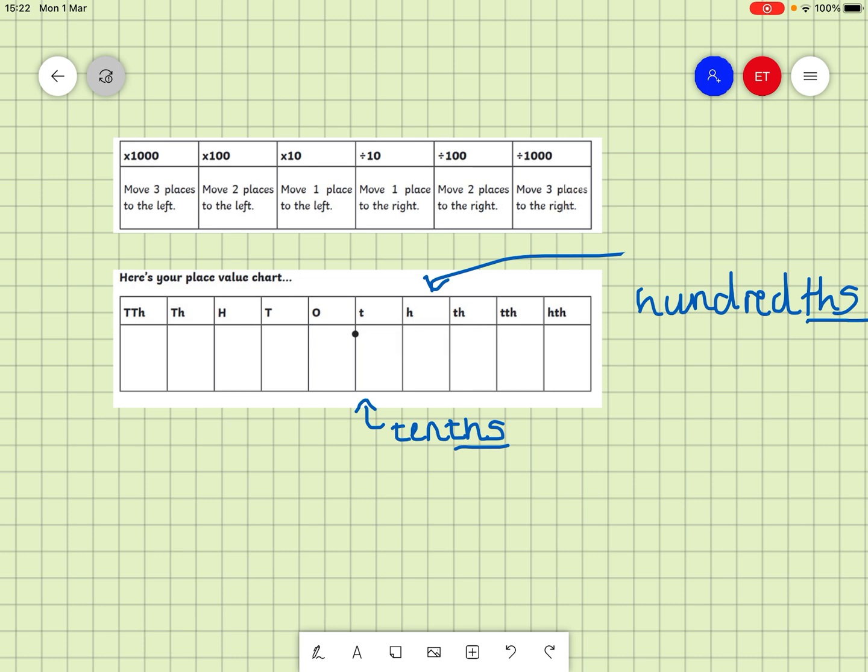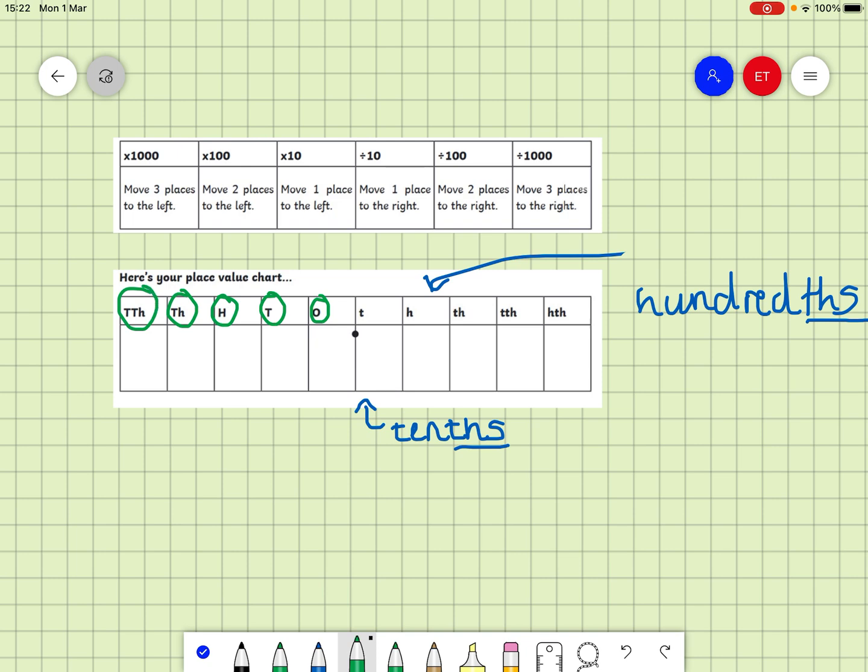Right, so here is our place value chart. Now, we know the circle of ones equals ones, we know that equals tens, we know that equals hundreds, we know that equals thousands, and some of you have worked with tens of thousands. So that's our place value. So if I had the number 2,560, we know there's 0 ones, there's 6 tens, there's 5 hundreds, and there's 2 thousands. Okay? So I'm going to rub that out.